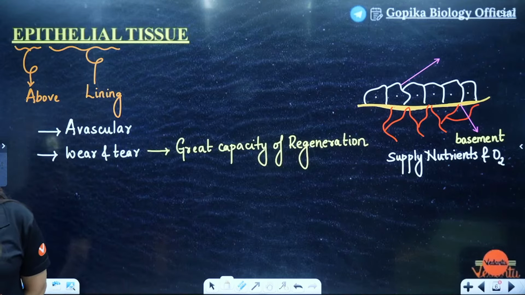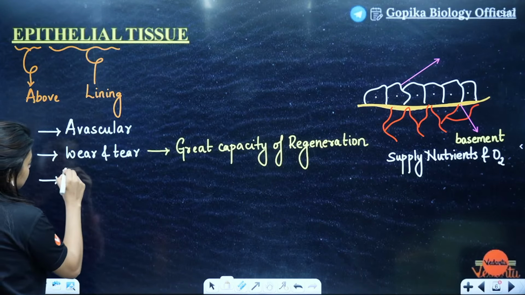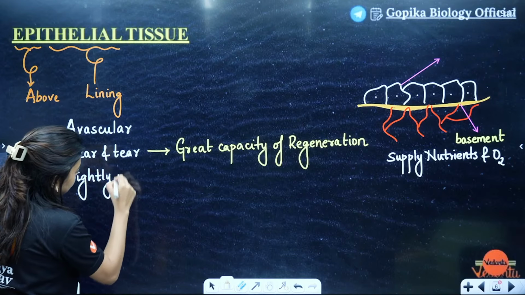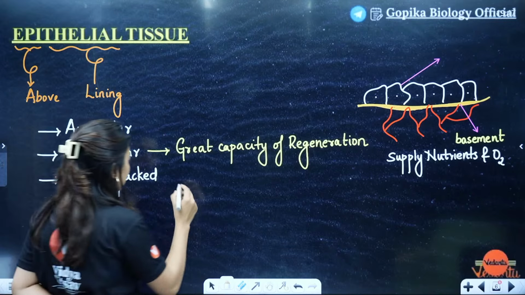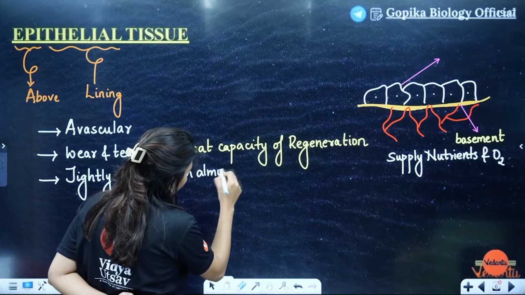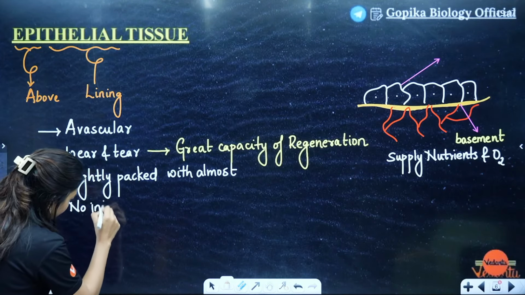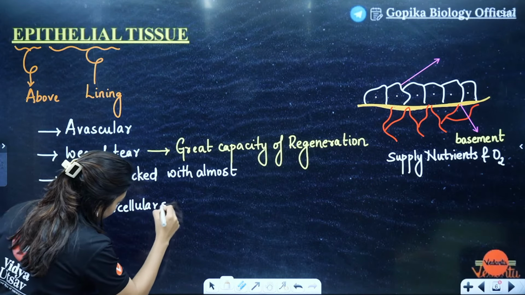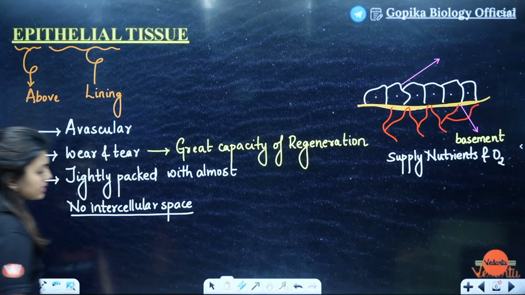Now tell me this. Is it clear to all of you? This much is clear. Now, one more most important thing about epithelial tissue, students: they are tightly packed. They are tightly packed with almost no intercellular space. Okay, with almost no intercellular space.